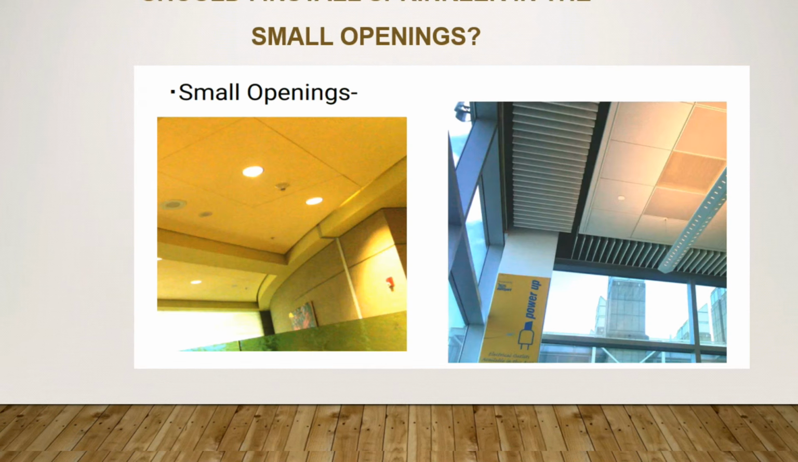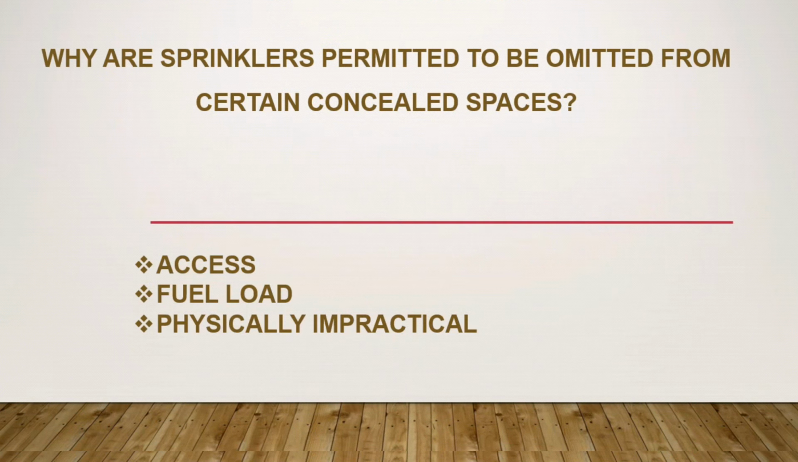The next question, should I install the sprinkler in the small opening? In the project you normally see we will have a small access panel or small opening. The space above these is called a concealed space. There are some special requirements in the NFPA, so we will see that. First, why are sprinklers permitted to be omitted from certain concealed spaces?